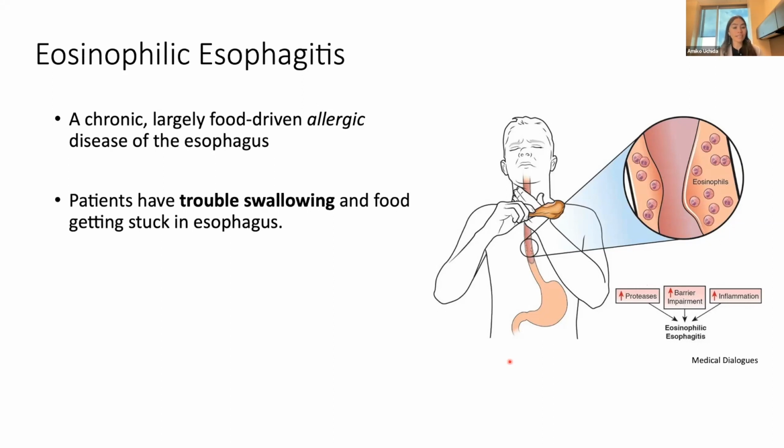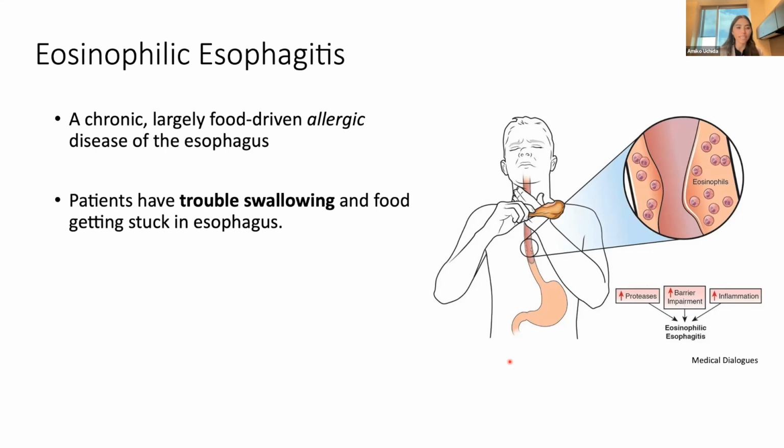Things that our patients will experience when they have this disease, we're going to review in a little more depth, but big picture, a lot of patients have trouble swallowing, getting food down, and sometimes that food gets stuck in the esophagus. I found this photo on Google Images, from the citation shown there, and I find it illustrates things within EoE really well.